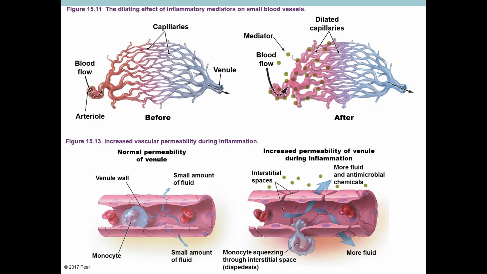So there are chemicals shown in green here which cause this dilation, this increase in permeability. And when they become permeable, you can see here's a monocyte going through the vessel, a normal vessel that's not dilated. But after the release of the chemical signals, there's a gap between the vessel wall cells, and the monocyte squeezes out through that space in that process called diapedesis.